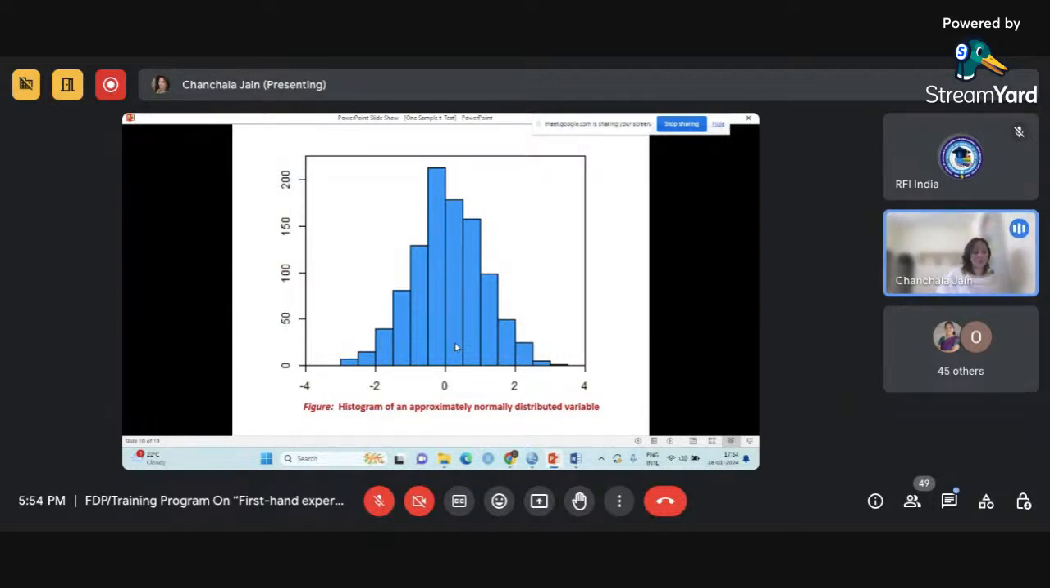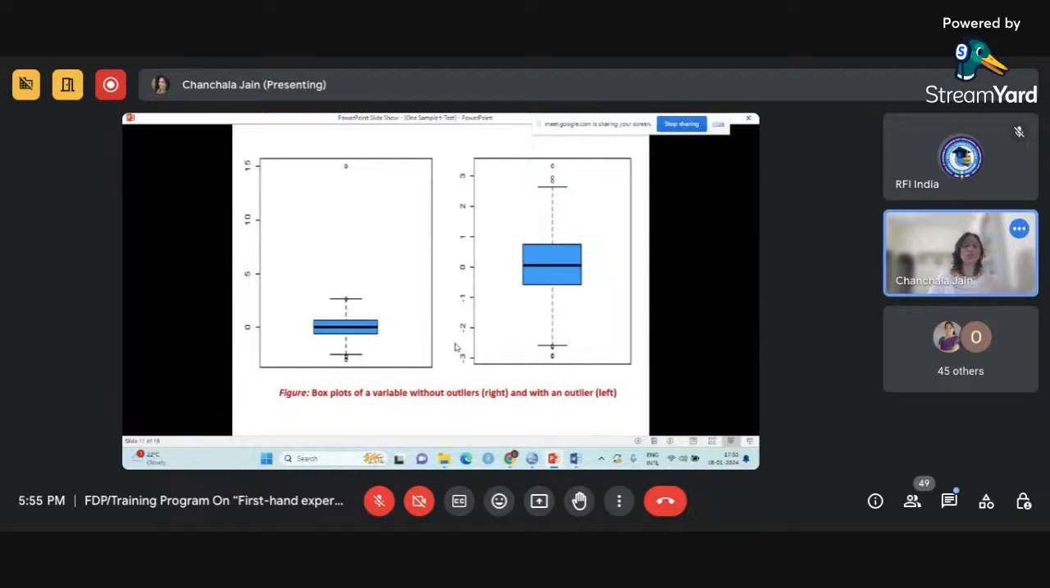So the purpose of showing this particular graph here is that if you are getting such kinds of graphs, you can conclude that your data is approximately normally distributed. Further, talking about the outliers, the box plot is generally used to find or detect the outliers in the data, right?